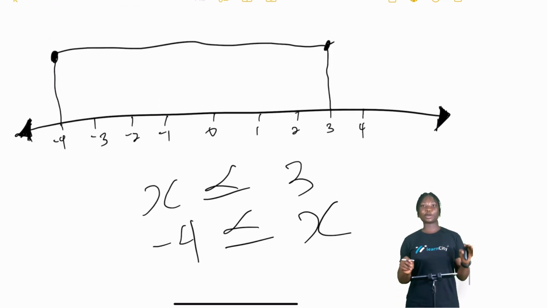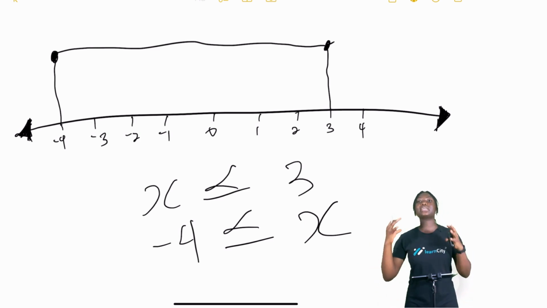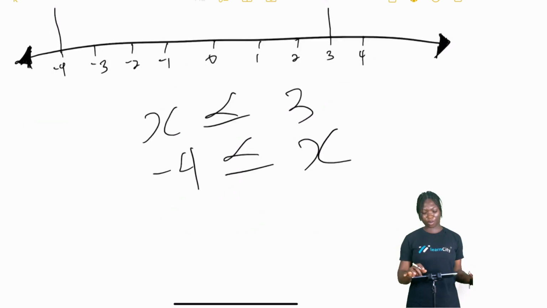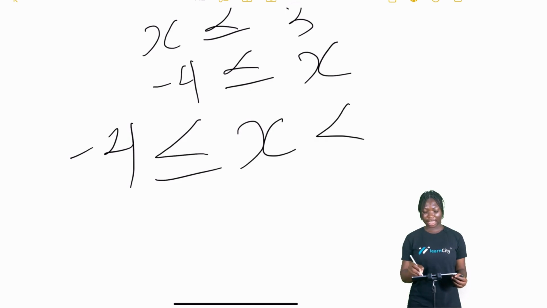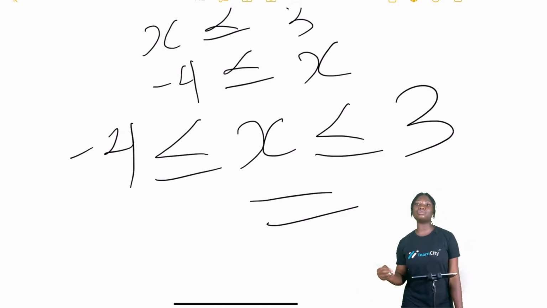Now, where we have something like this, we have these two different inequalities. What can we do? We can easily combine these two inequalities into one single inequality, where we can say it is -4 less than or equal to x less than or equal to 3. Now, how is this done? It is done by finding the range of values for which those numbers are satisfied.